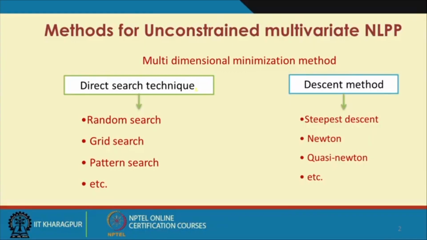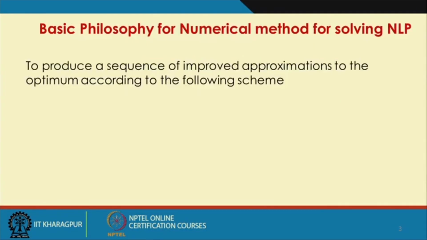Okay. Now, I am moving to the next topic, that is the steepest descent or steepest ascent method for solving multi-objective multivariable nonlinear programming problems that are unconstrained in nature.